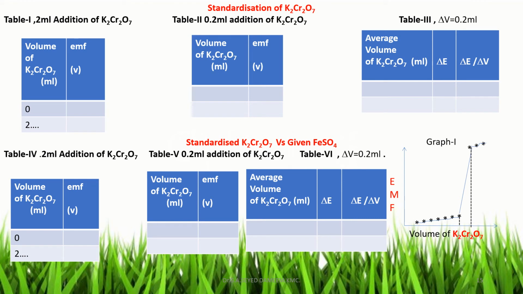This slide shows table 1, table 2, table 3, table 4, table 5 and 6, and also the nature of the graph 1. The tables are lengthy, and here the volumes of potassium dichromate are 0, 2, 4, 6, 8, 10, up to the end point. Afterwards there are 3 readings. All the tables are shown in this slide.